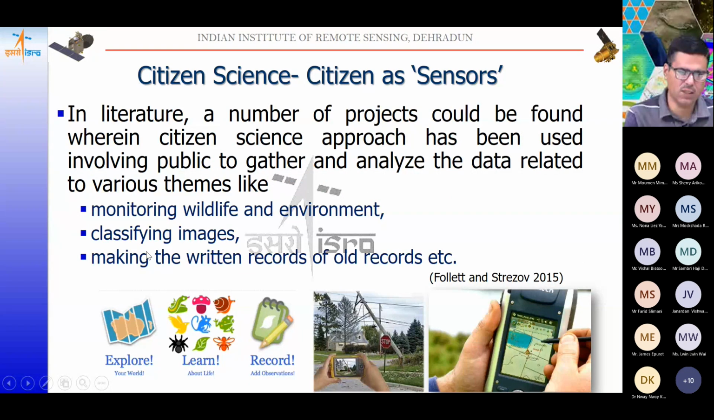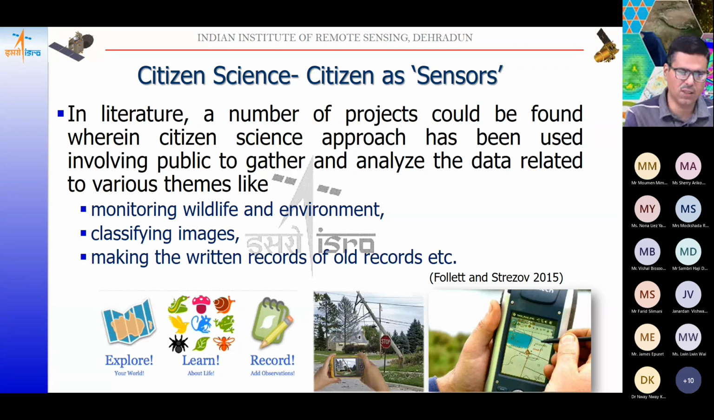Apart from disasters, you will come across various other use cases. That could be related to monitoring of wildlife and environment, bird watch. These kinds of activities have been happening for a long time. People are contributing where they have seen some endangered species or some other bird and they are reporting. People are also assisting in classifying images and in making written records.